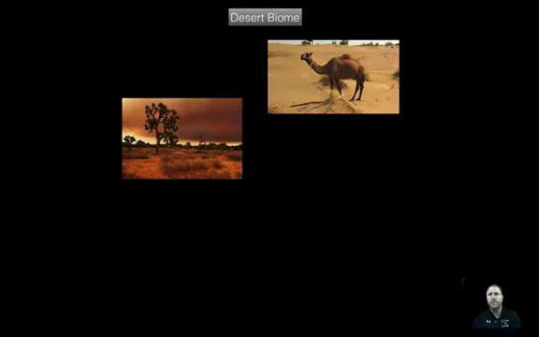Deserts have warmer temperatures. There's a great amount of evaporation occurring, and organisms must be able to withstand long periods of drought. If they're able to do that, they would be able to survive in the desert. So we have a camel, and we also have different types of cactus trees that would be growing in the desert biome. Deserts are areas that receive 25 centimeters of rain or less. They're warm, and they have animals and plants that are able to withstand long droughts.